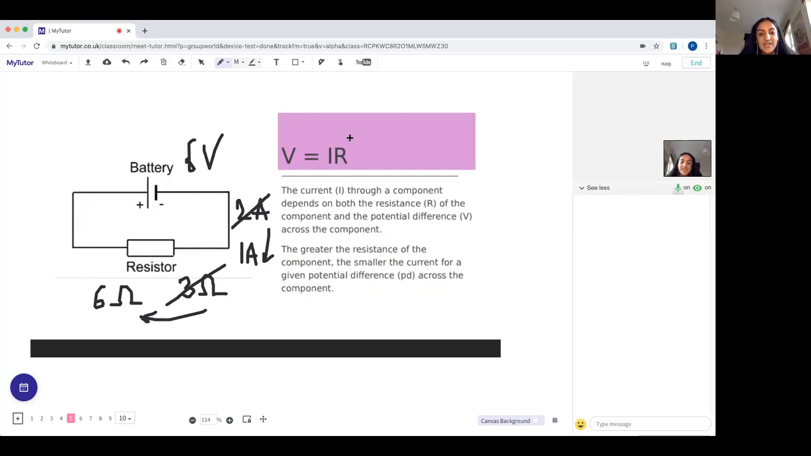And it's the same as if you were to keep R constant or I constant. If you keep one thing constant, then the other two need to change.